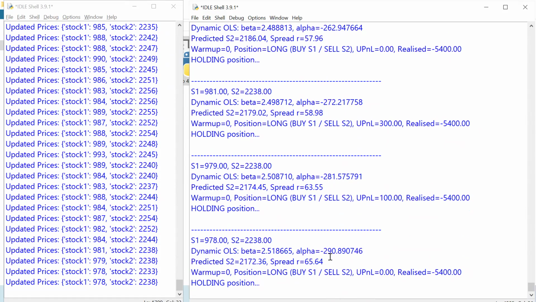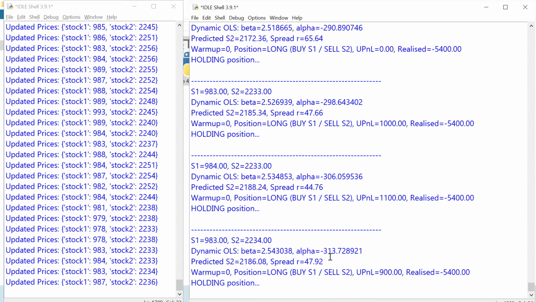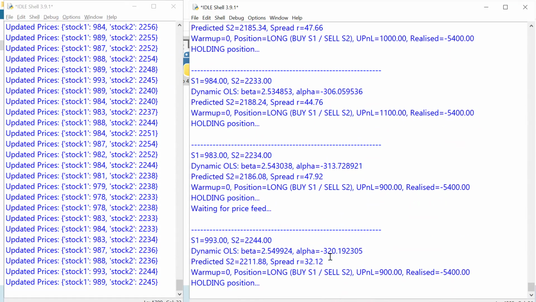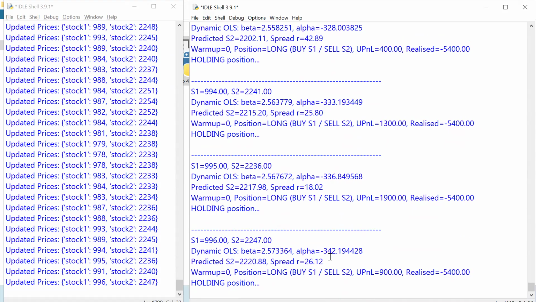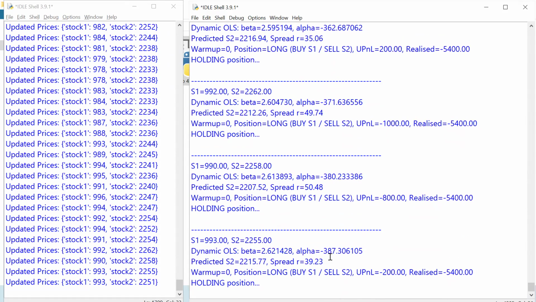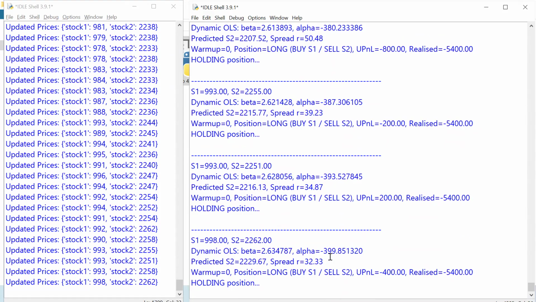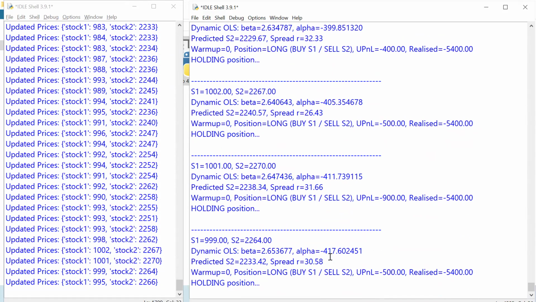So we might have booked the profit of 7,000 plus. You've seen a loss of 9,000 also, but it's completely fine. We are still controlled. We are S1 buy, S2 sell because S1 is continuously falling. So it says, okay, S1 is cheap because the spread is positive.